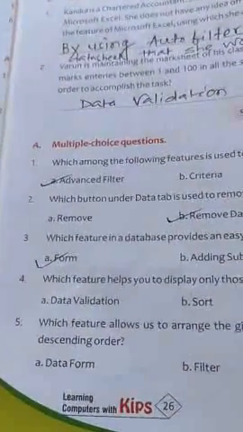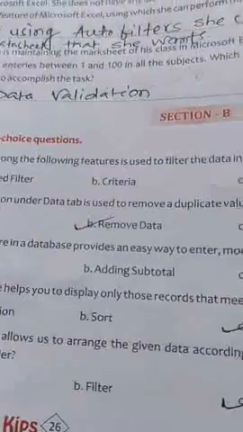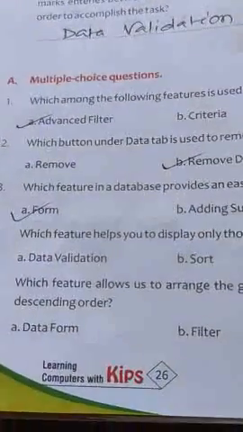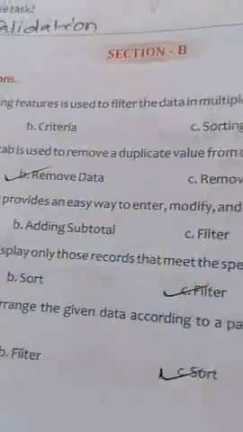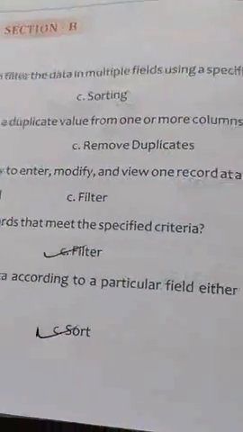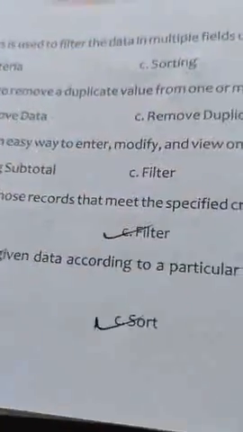And third question, which feature in a database provides an easy way to enter, modify and view one record at a time? That is the form. And fourth question, which feature helps you to display only those records that meet the specified criteria? Answer is filter. And fifth, which feature allows us to arrange the given data according to a particular field either in ascending or descending order? Answer is sort. So these are the objective based questions of chapter 2.